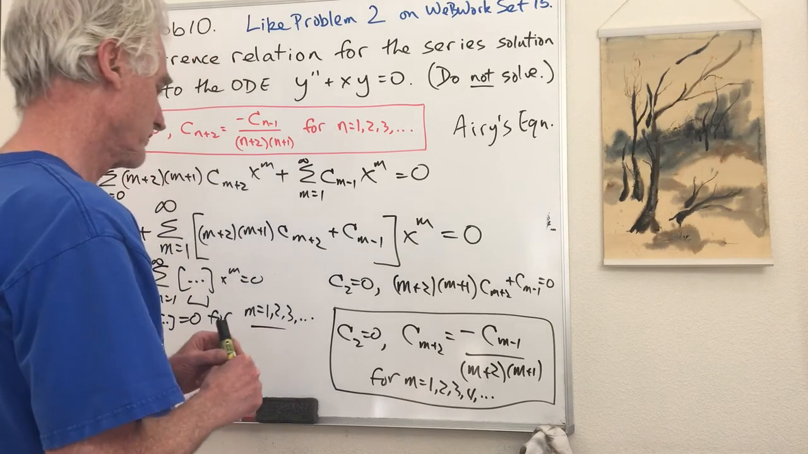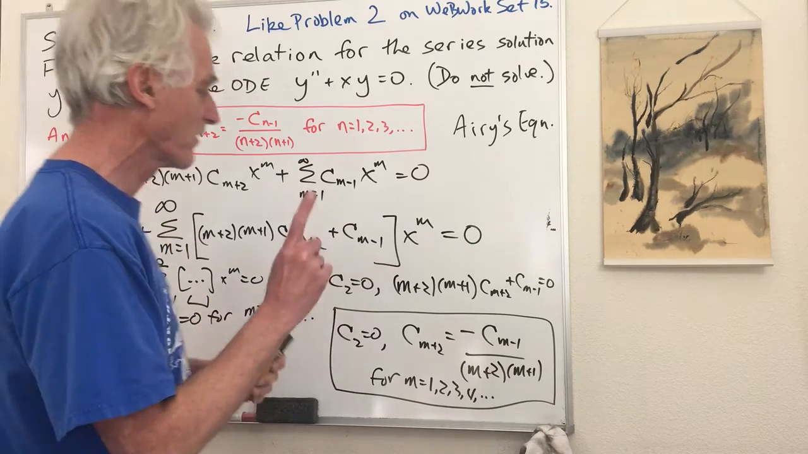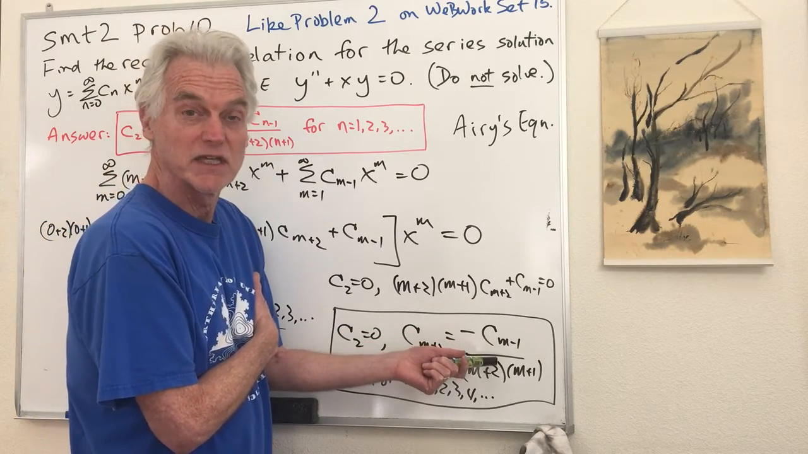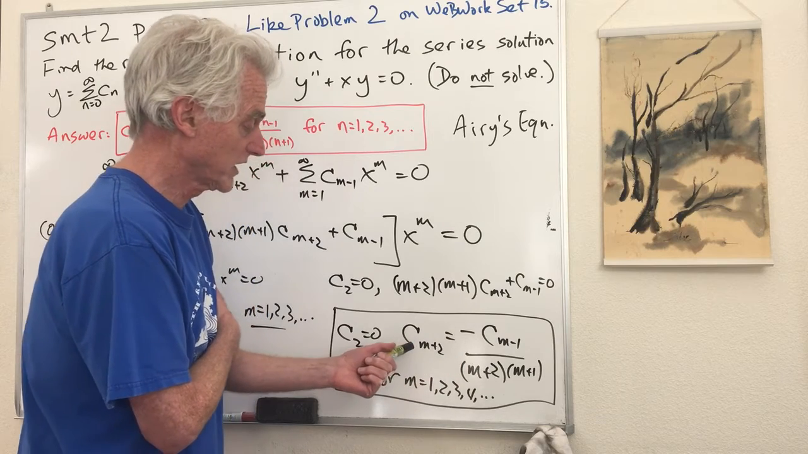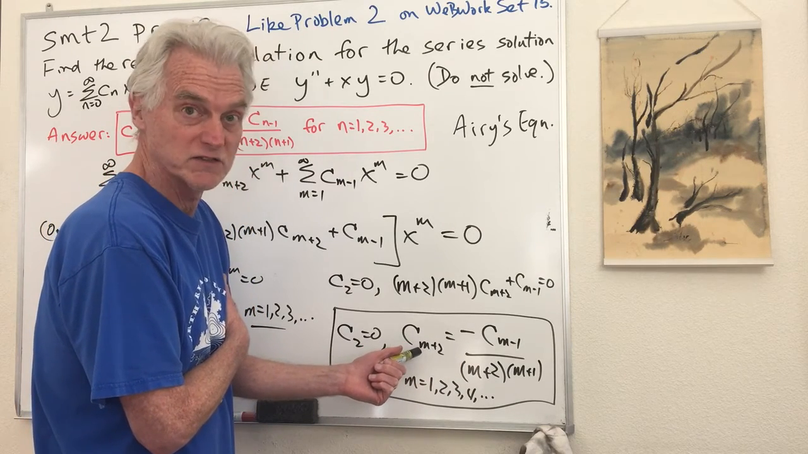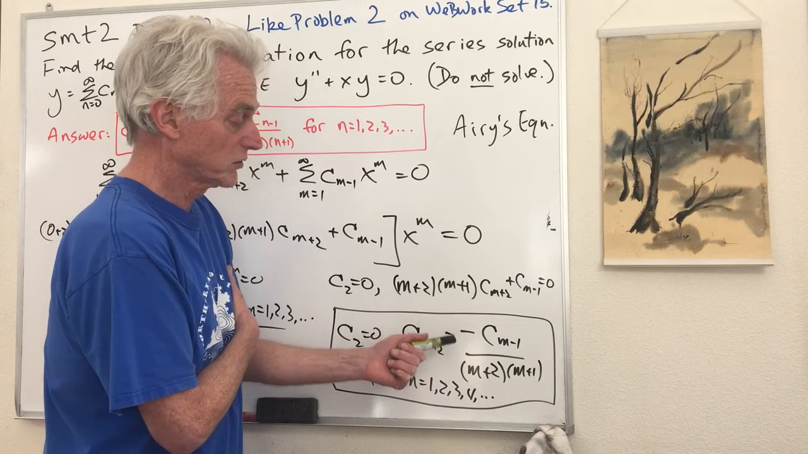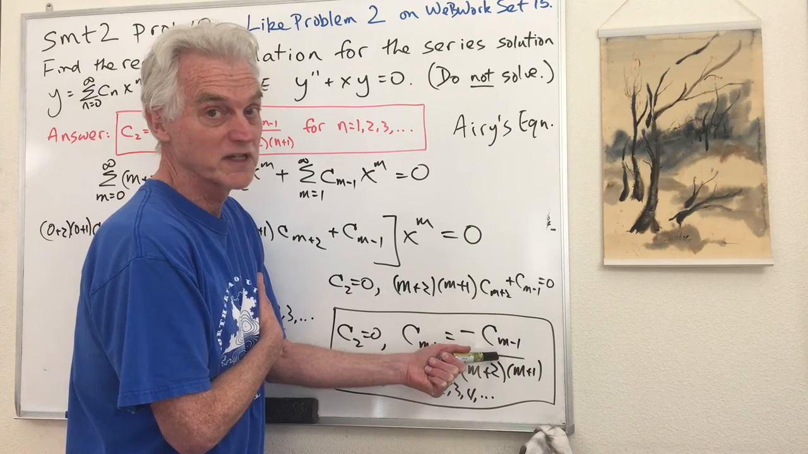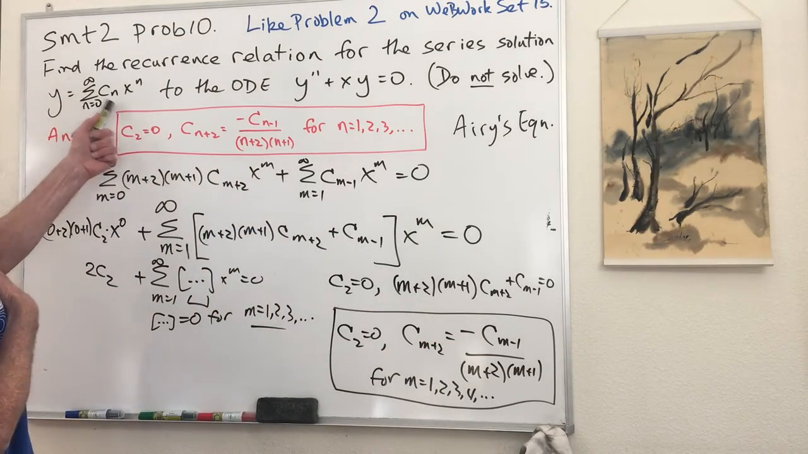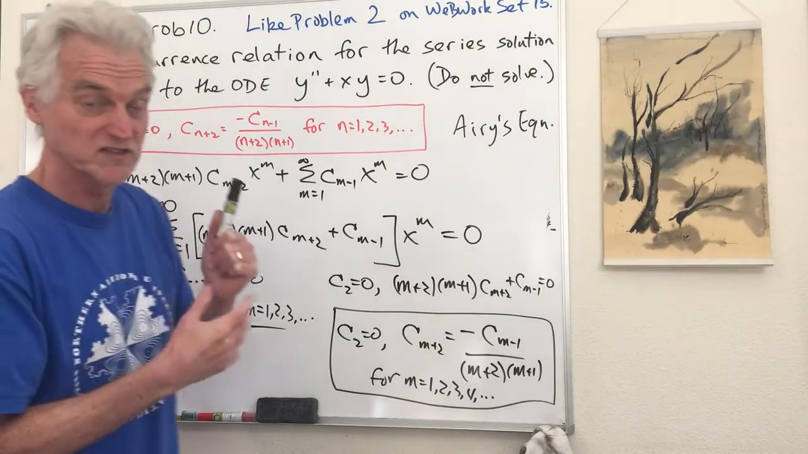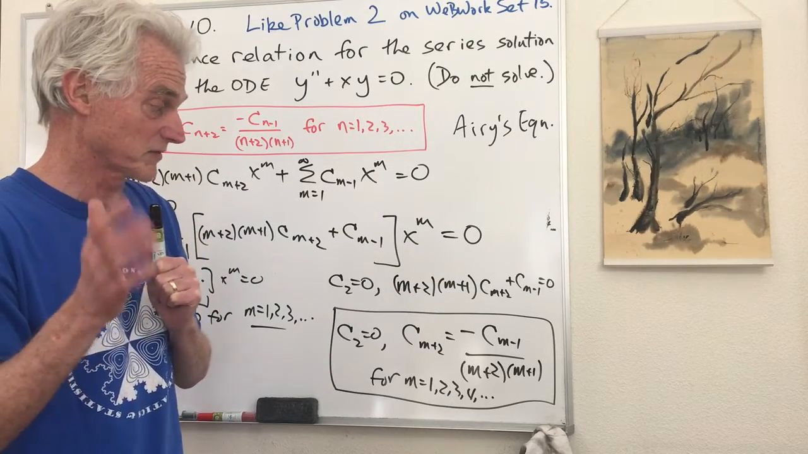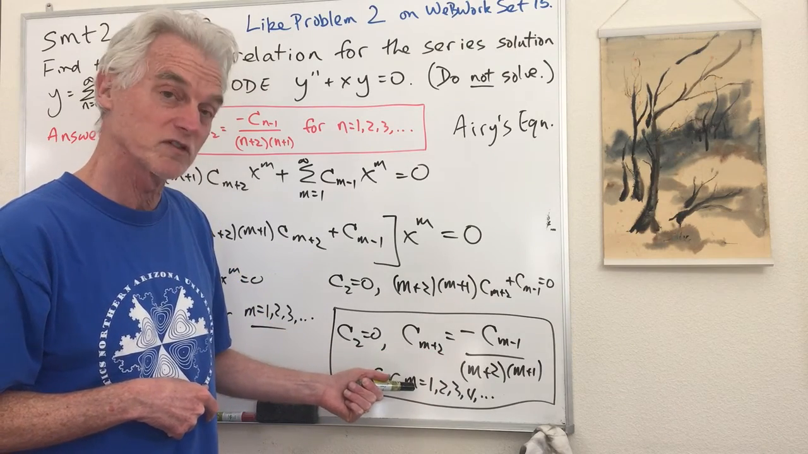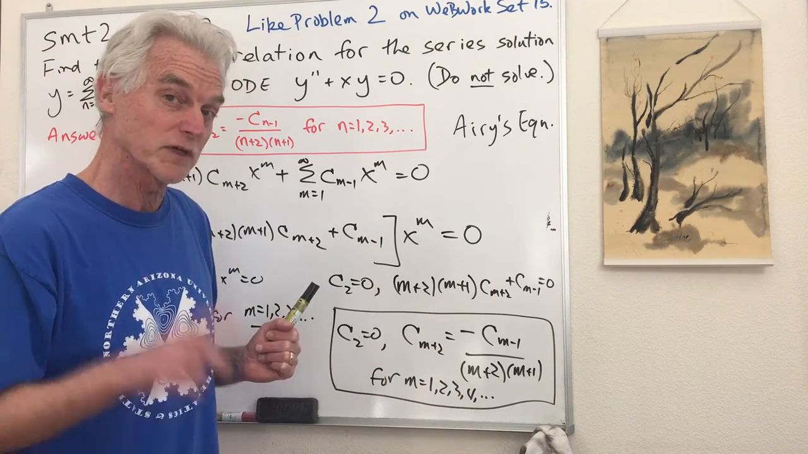Anything else to say about it? One more thing. What happens if I try to plug in m equals 0 in this equation? I would get c2. I get an equation for c2, it looks like, but c2 would be negative c sub minus 1. C sub minus 1 isn't defined. 0 is the smallest subscript of cn. So this equation doesn't work when m equals 0. I have to put that one in separately.